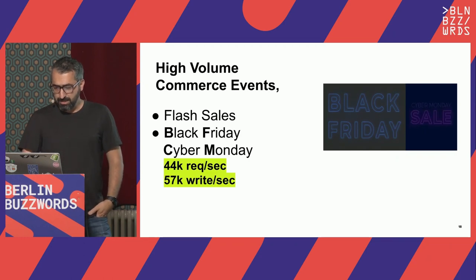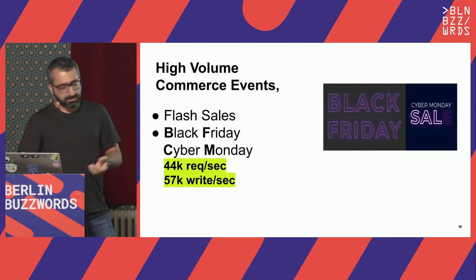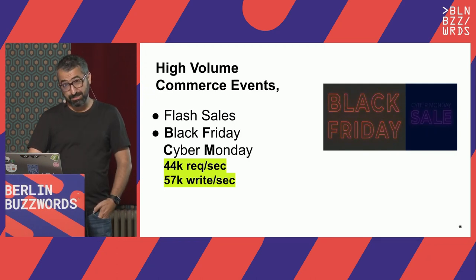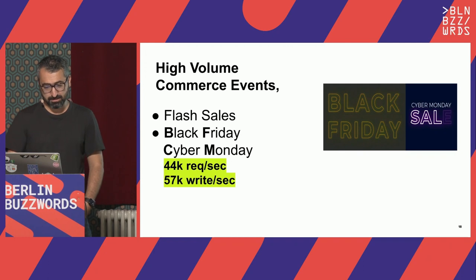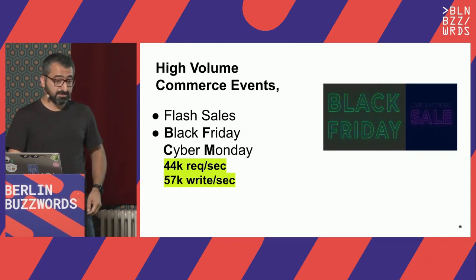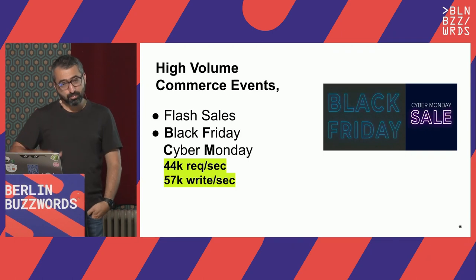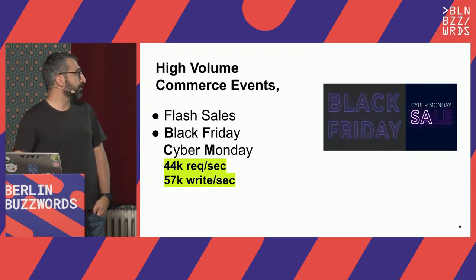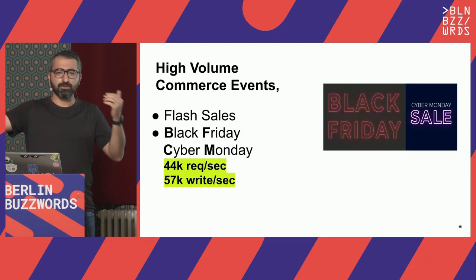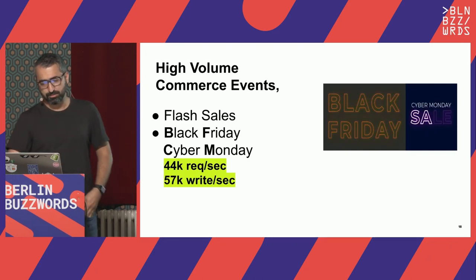And for a sense of scale, we get about 44,000 requests per second. That's 2.6 million requests a minute on Black Friday weekend, and then 57,000 writes per second. So we go up. That's about double, I think, our regular daily amount. And you can't really double your whole infrastructure. So what do you do to protect against that?